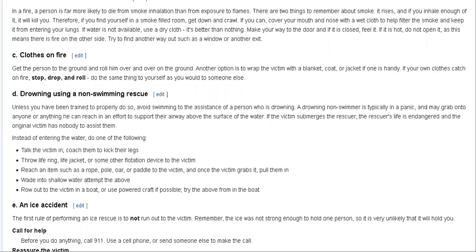Row out to the victim on a boat and use a powered craft if possible. Try the above from the boat. Okay. Yeah. That's simple, guys. I mean, it's not simple, but it's a hard situation. But the steps are simple. Make sure you're safe, because if the person kills you, nobody else is saving them. Two deaths is not as good as no death is what we want.